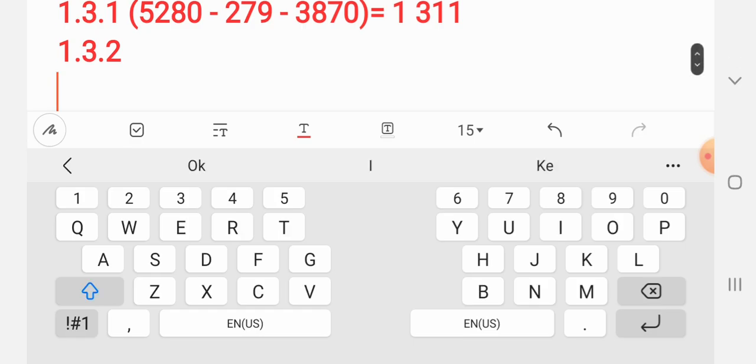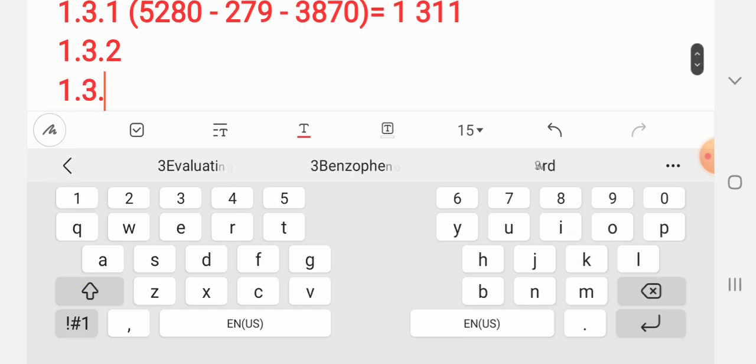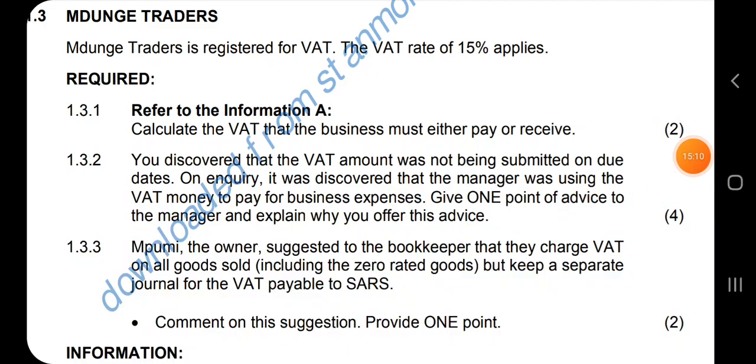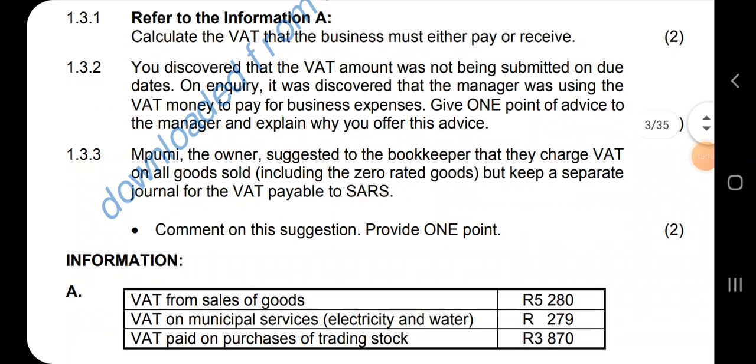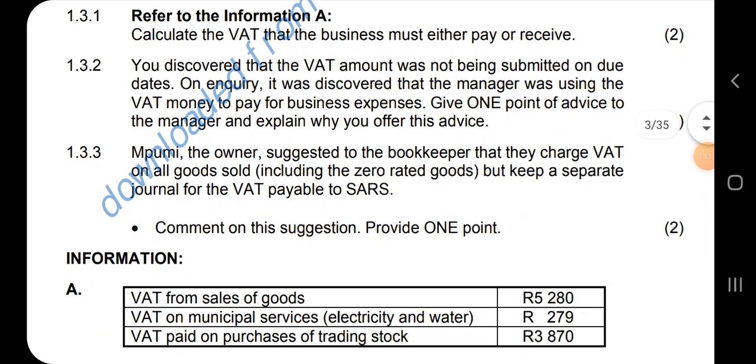1.3.2, 1.3.3. So you discovered that the VAT amount was not being submitted on due dates. On inquiry, it was discovered that the manager was using the VAT money to pay for business expenses. Give 1 point of advice to the manager and explain why you offer this advice. So, firstly, we have to advise the manager.